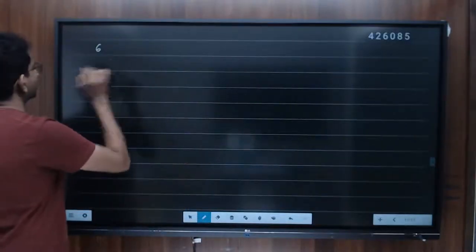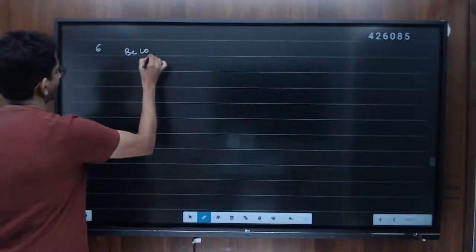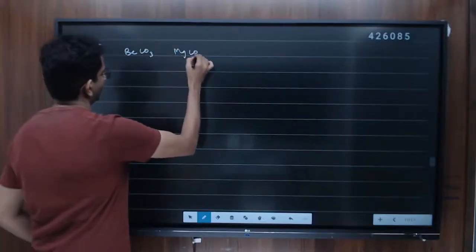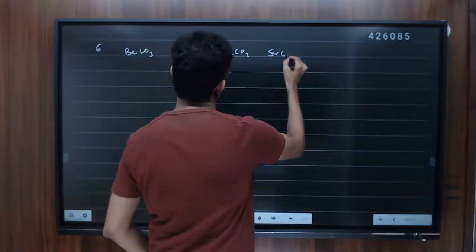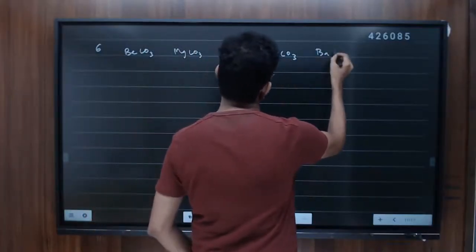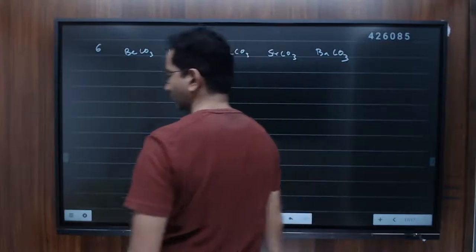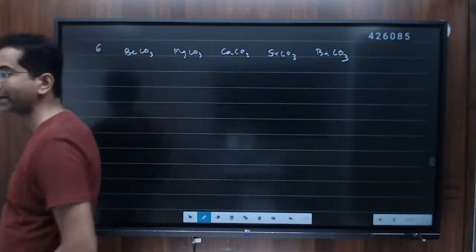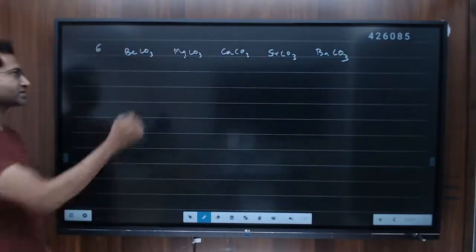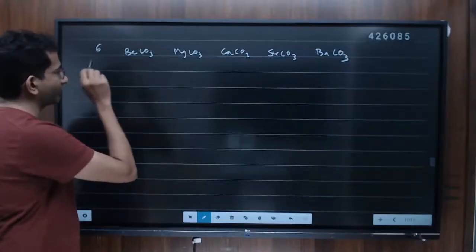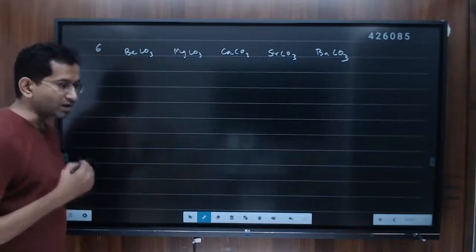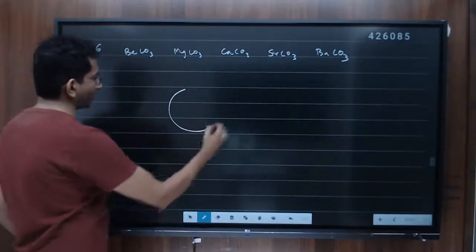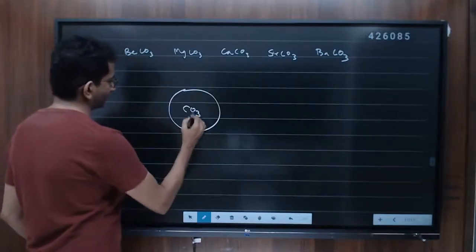6. Let's have this: beryllium carbonate, magnesium carbonate, calcium carbonate, strontium carbonate, and barium carbonate. Now the entry from this example is a polyatomic ion. Can you understand? Carbonate is made up of 1 carbon and 3 oxygen. So see, this is the polyatomic ion carbonate.